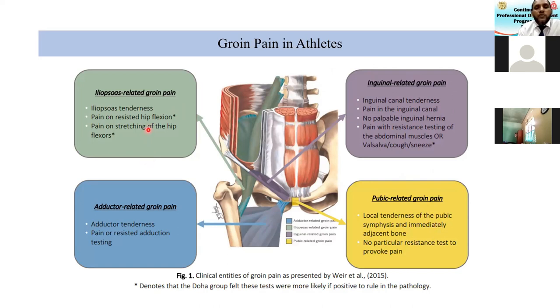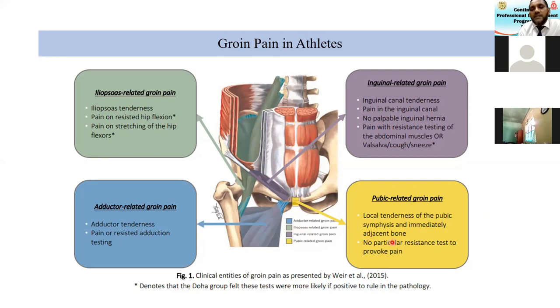If you look at the iliopsoas tendon, it is attached to the lesser trochanter, so there is pain with resisted flexion. Tendinopathies and tears can cause this condition, and stretching of the hip flexors will increase the pain. The other common condition is adductor related pain, where the adductor longus is attached to the pubic symphysis and inferior pubic ramus, and chronic adductor tendinopathy and adductor strain can predispose to this condition. So this falls into adductor related groin pain.